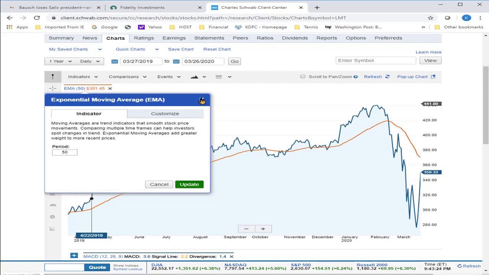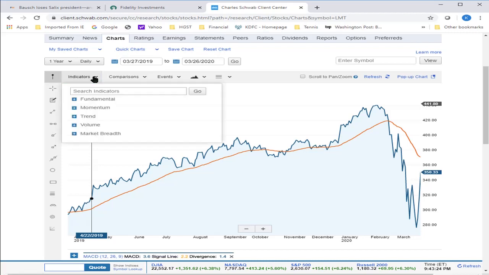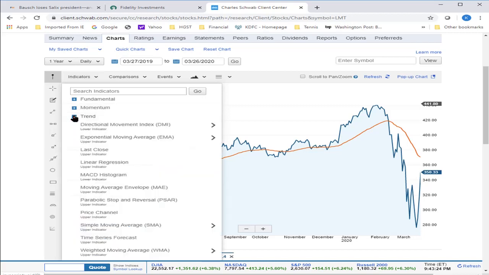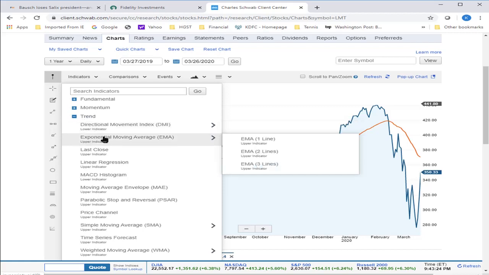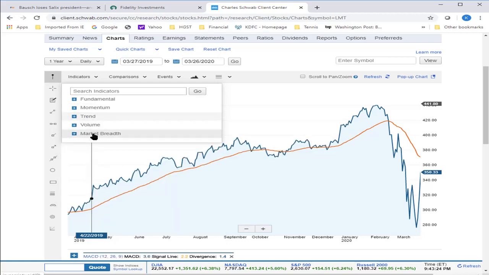So let's go ahead and add another moving average in here, and we can show you how that's done. So here's an exponential moving average under the trend. Again, they have 5 different things you can take a look at. There's based on the fundamentals that you can add to the chart, momentum, and trends. So trend and momentum is really what you want to look at.